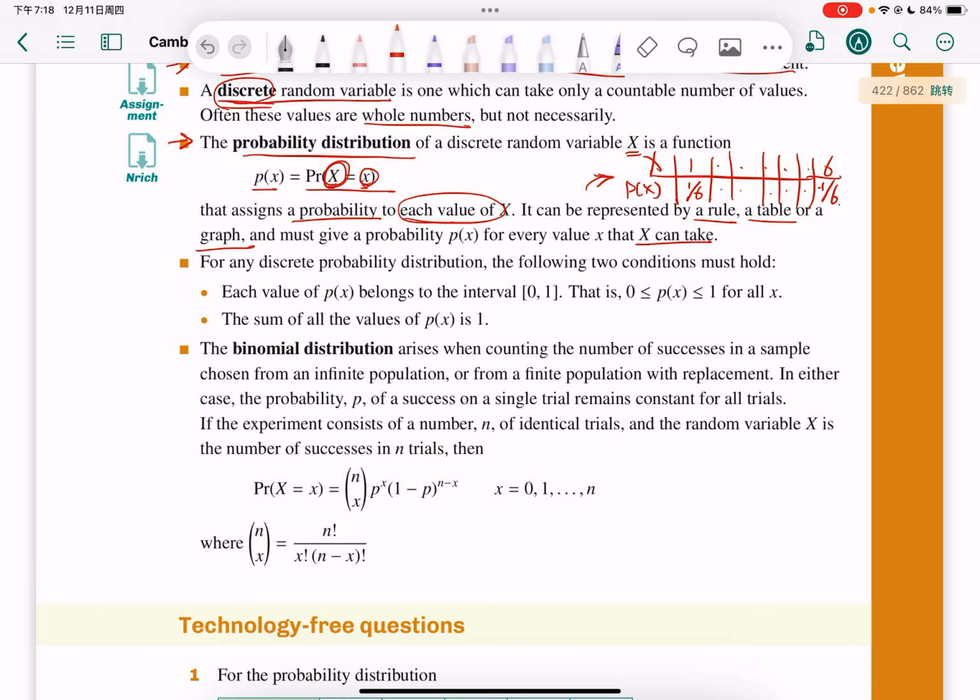Okay, let's move on. For any discrete probability distribution, the following two conditions must hold. These are very important, basic rules about any discrete probability distribution. The first one is that each value of p(x) belongs to the interval 0 to 1. So any probability should be greater than or equal to 0 and smaller than or equal to 1. Or you can write it as this.